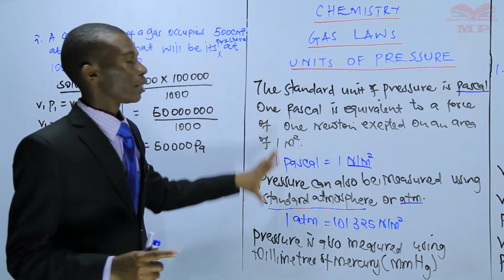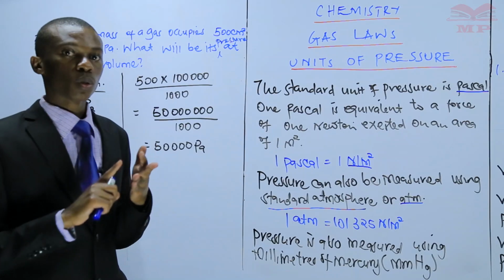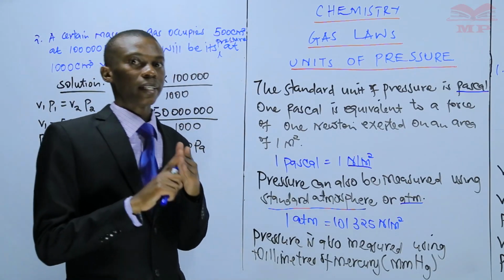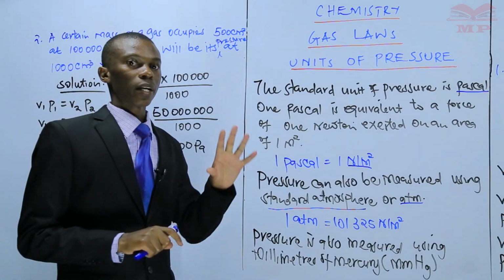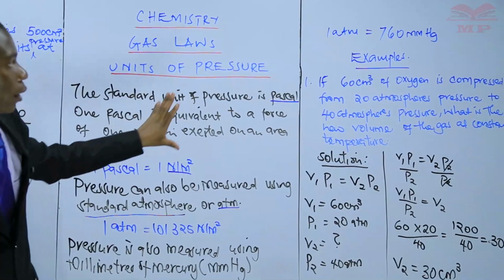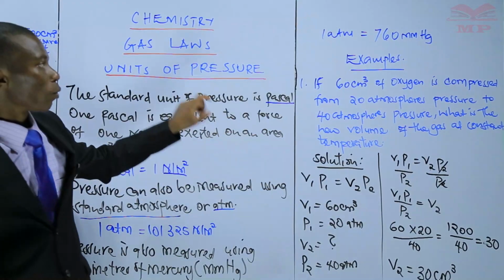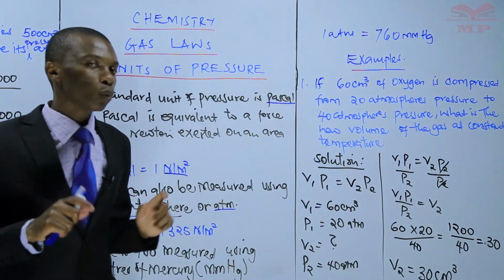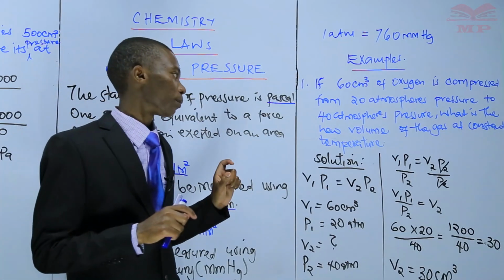We have learned the units of pressure, which are 4. It can be pascals, Newton per meter squared, standard atmospheres, and millimeters of mercury. And we have done 2 applications of Boyle's law. The application number 1 was: if 60 centimeters cubed of oxygen is compressed from 20 atmospheres pressure to 40 atmospheres pressure, what will be the new volume of the gas at constant temperature?